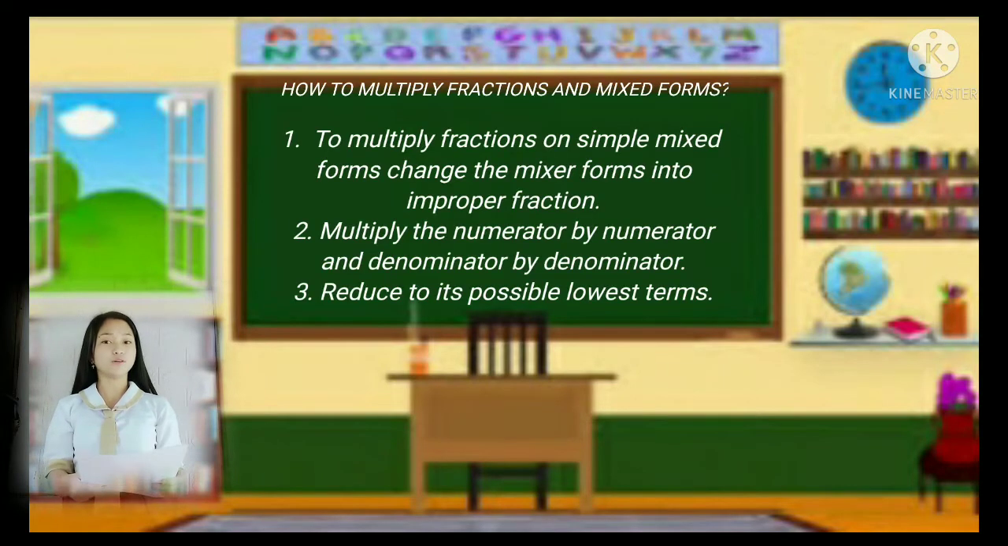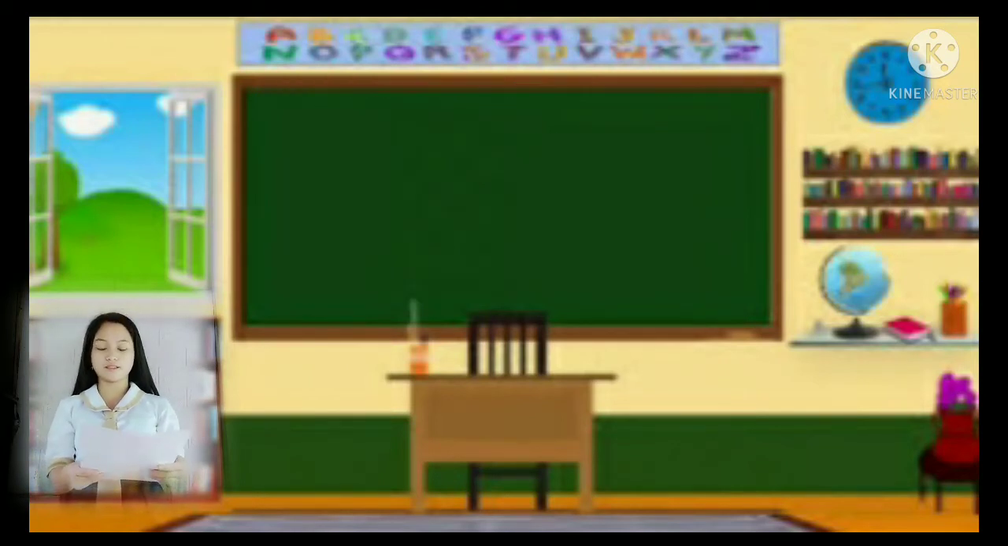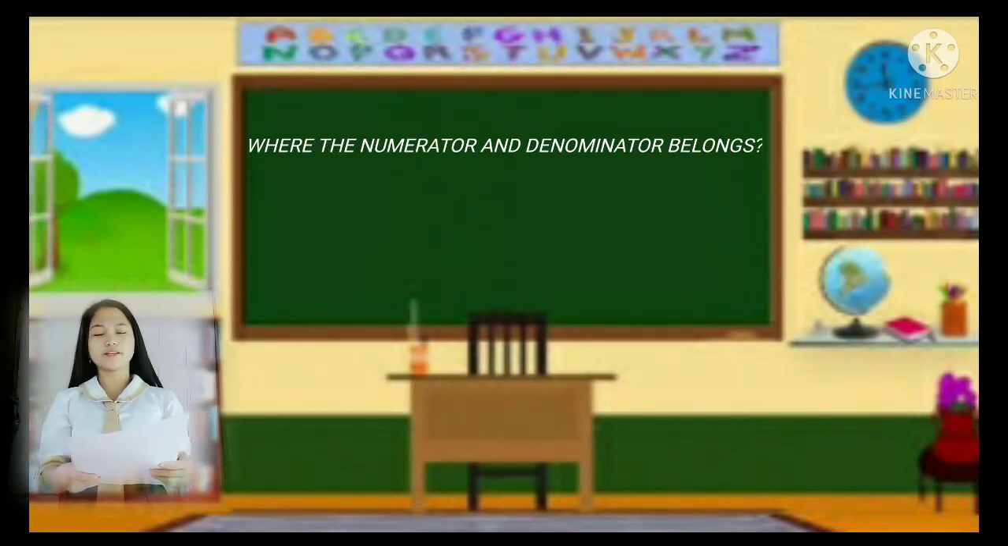How to multiply fractions and mixed forms? The first step is to multiply fractions and simple mixed forms. You need to change first the mixed form into improper fractions. Then, multiply the numerator by numerator and denominator by denominator. Then, last, reduce to its lowest possible terms, where the numerator and denominator belong.